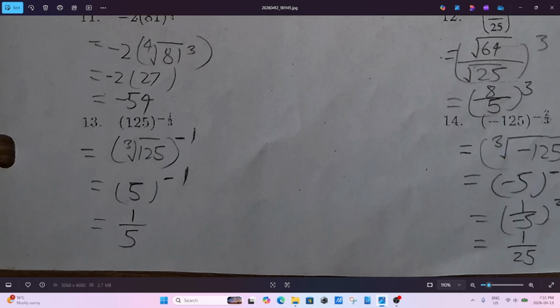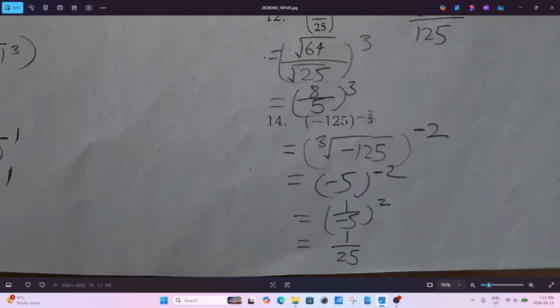Question 13. 125 to the negative 1/3 is just the third root of 125 to the negative 1, which is 5 to the negative 1, which is 1 over 5. Question 14. Negative 125 to the negative 2/3 is just the third root of negative 125 to the negative 2, which is negative 5 to the negative 2, which is 1 over negative 5 squared, which is equal to 1 over 25.